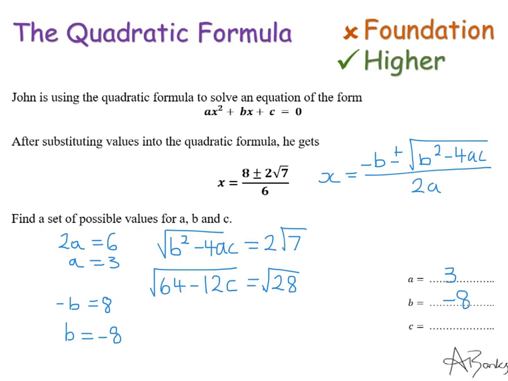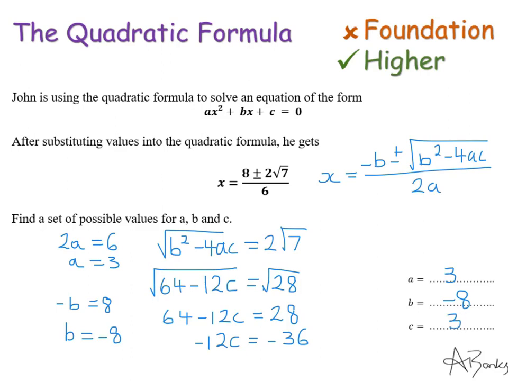And now I can compare what's underneath these square roots. I have 64 minus 12c equals 28. And this is just an equation that I need to solve. So take away 64 from both sides. Minus 12c equals minus 36. And divide both sides by minus 12, I find that c is 3.